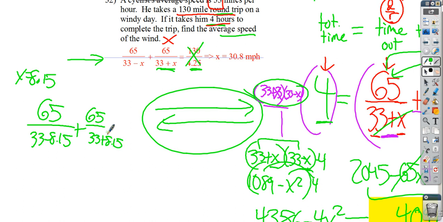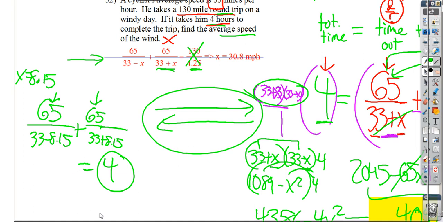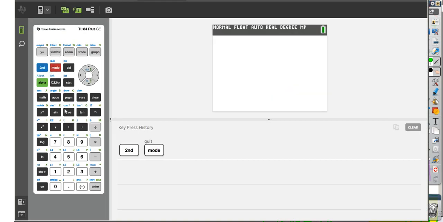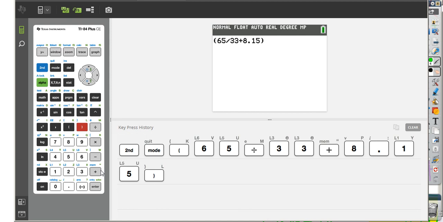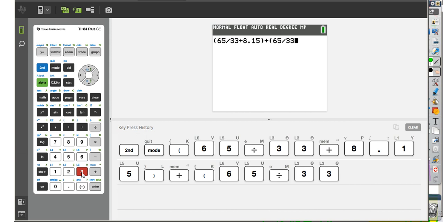Remember, both of these are times. This is distance over rate. This is distance over rate. So time out plus time in, and that should be 4 hours of time. So let's just plug that in, and we'll see if we get something that's pretty close to 4. We rounded it. It might be like 3.99 or something. Then we should have done it right. So we'll do 65 divided by (33 + that number), and then we have to do plus 65 divided by (33 − that number).